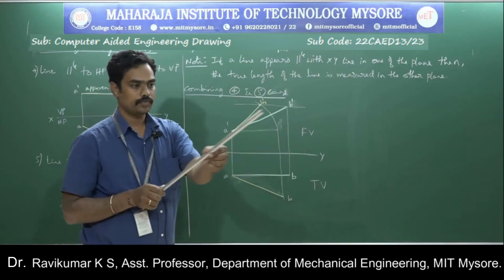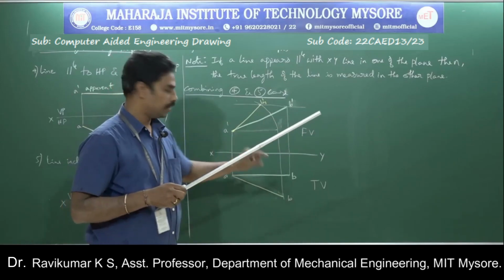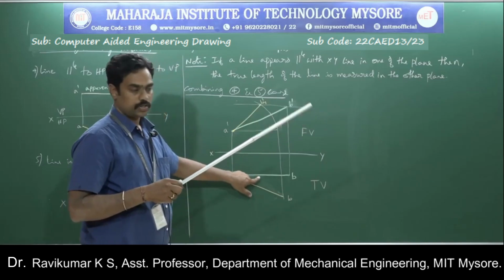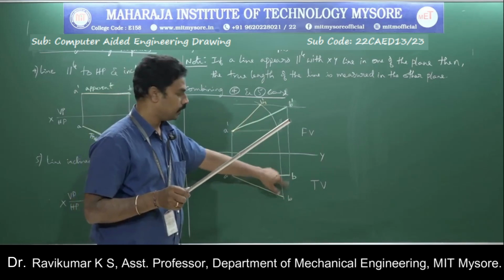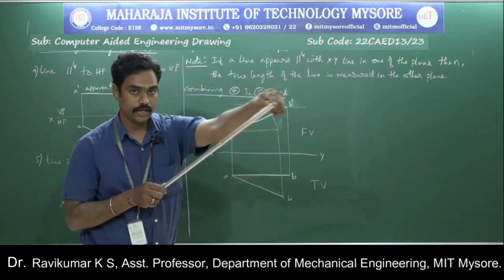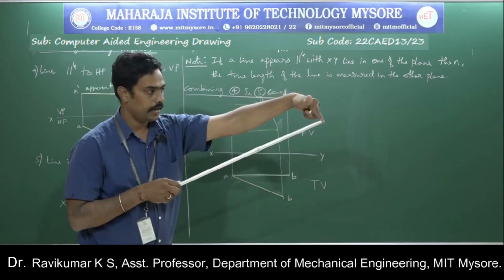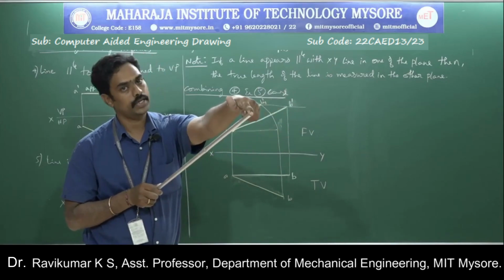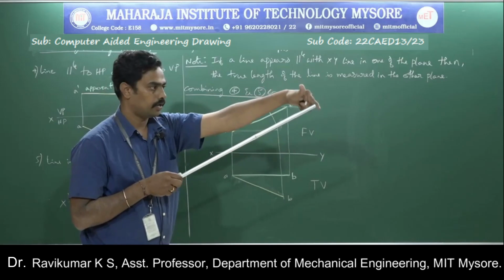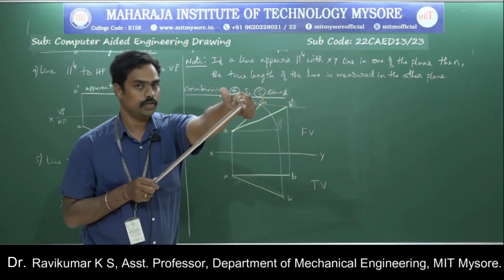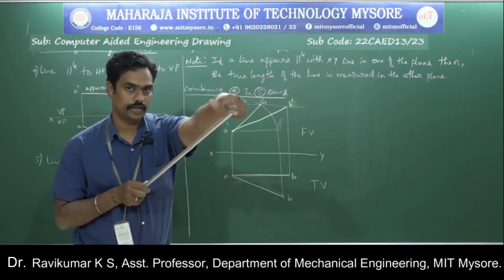So I have just taken off the inclination and made it parallel, that is this one. If I want this particular condition, again I need to rotate this. I am rotating it to make it parallel to VP, and again rotating back to make it inclined to VP. That is what I am doing.